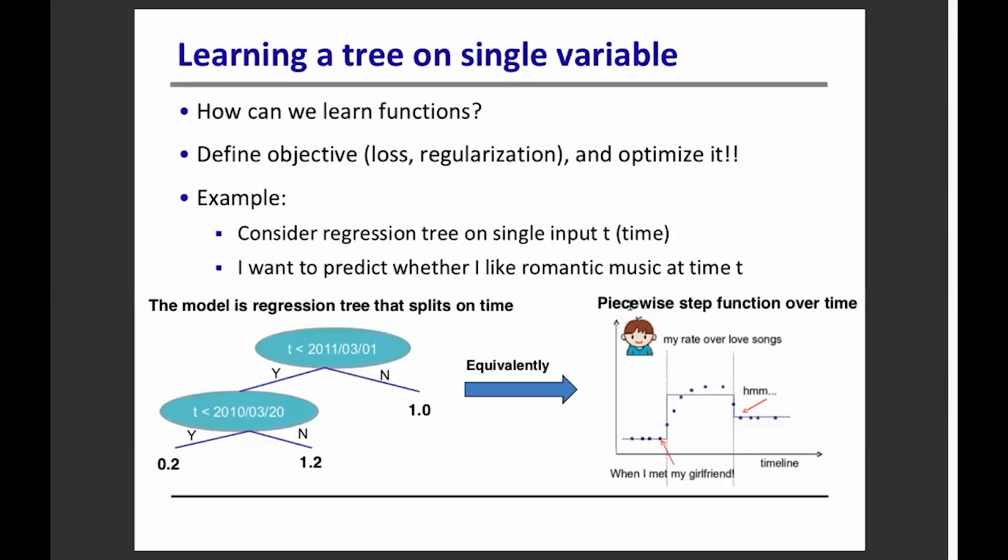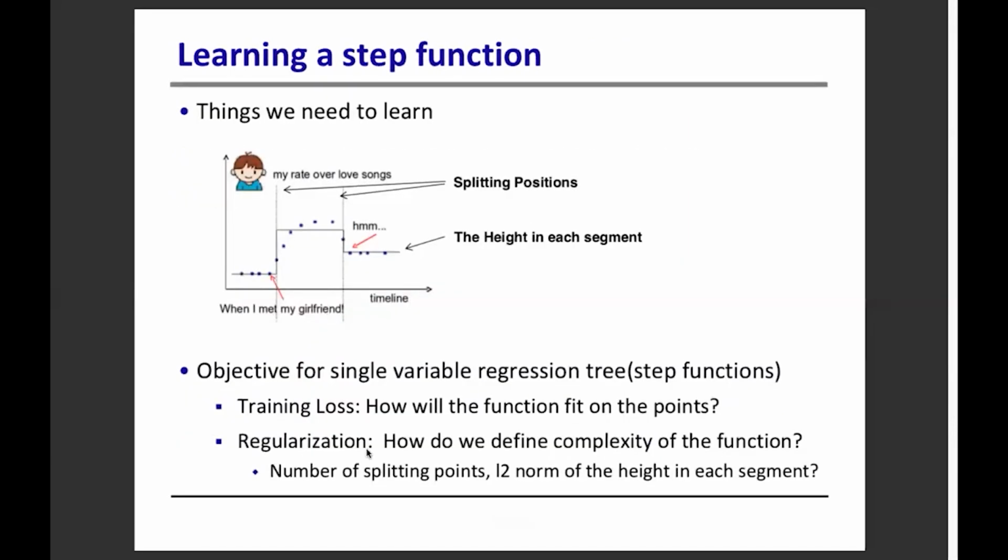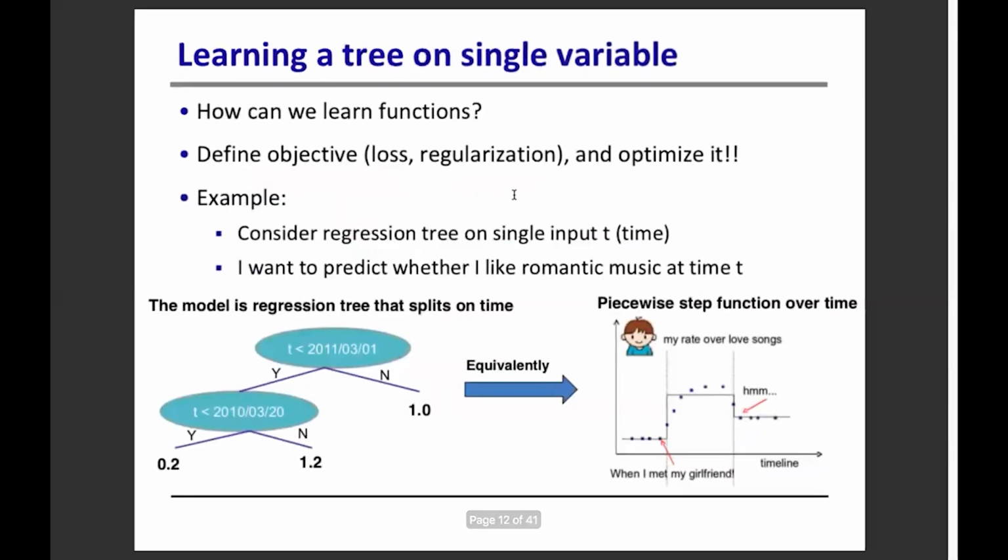Okay, if you plot it on the graph, this is how it will look, and we will draw these lines, while in case of model, the tree looks like this. All right, so things we need to learn is the splitting positions, the position at which we are splitting it. The objective for the single variable regression tree, how will the function fit the points? Okay, I hope everybody is comfortable so far that we are trying to predict my love for love songs over the timeline.